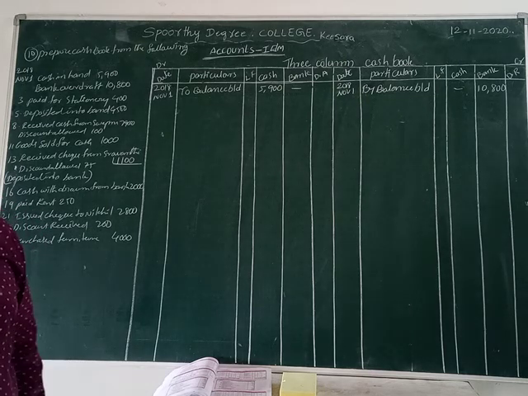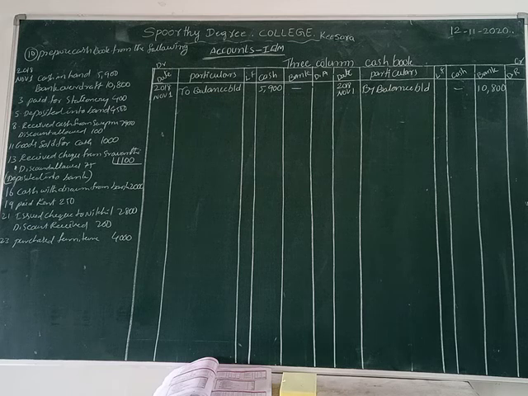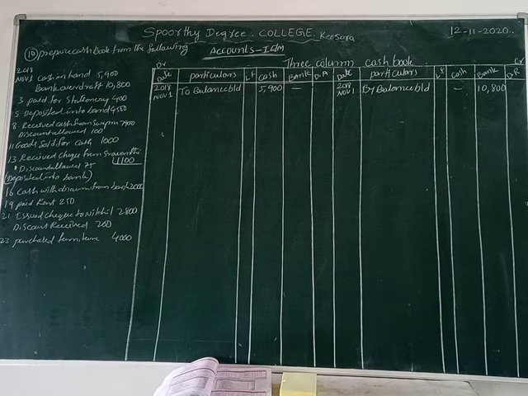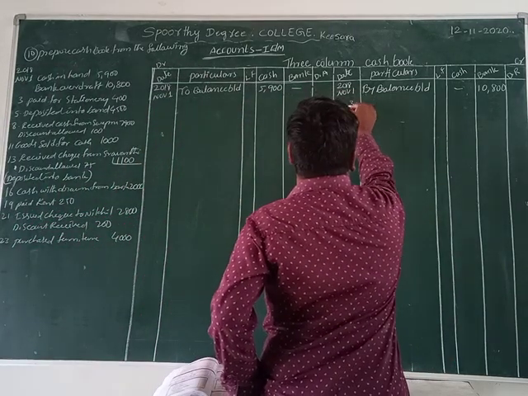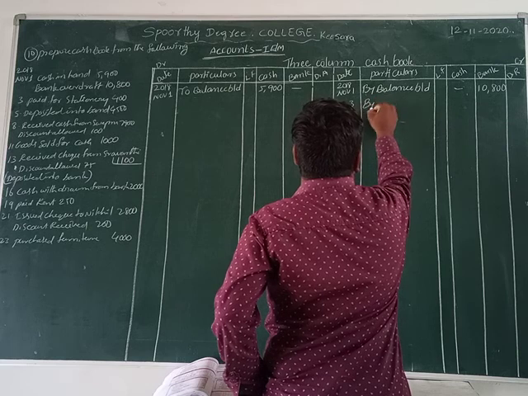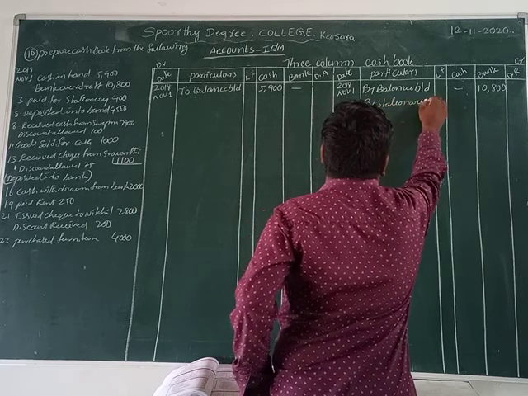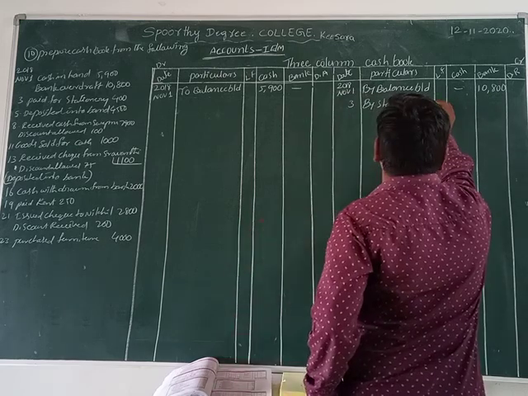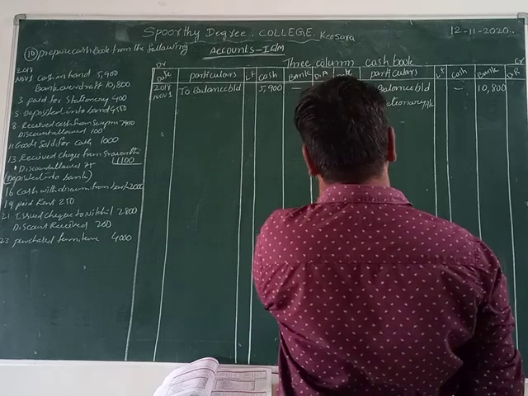Then we record it on which side? Credit side. Why? Because cash is in payment. What is that? Cash is in payment. Then we record it on the credit side. How do we record that? Third date, by stationery account. What is that, friends? Here, by stationery account. Okay now.